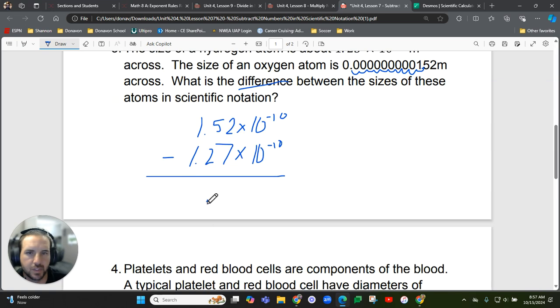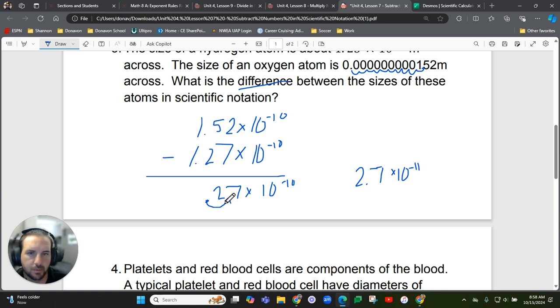Okay, so this is a situation where we can't leave that answer like that. The reason is because, in order to be in scientific notation, this coefficient has to be between 1 and 10. So I need to move that decimal place over 1. By moving the decimal from left to right, I'm adding a power of 10, so I have to subtract a power of 10 here. So it's going to be 2.7 times 10 to the negative 11th.